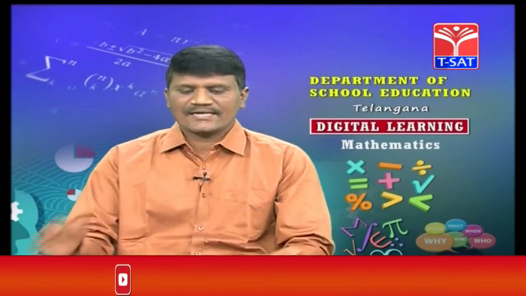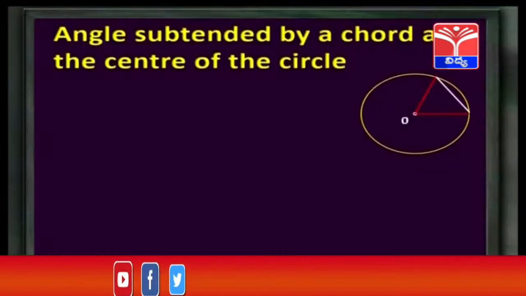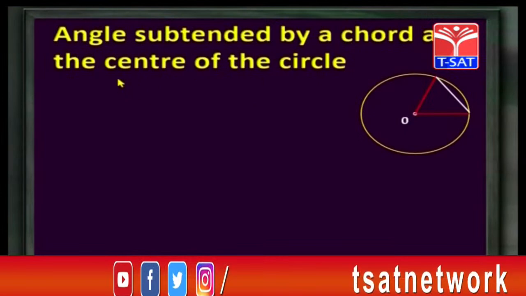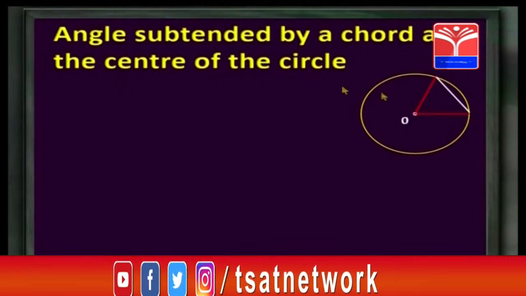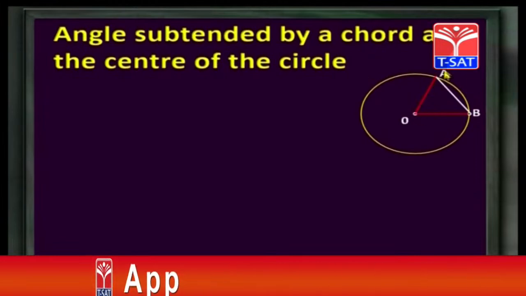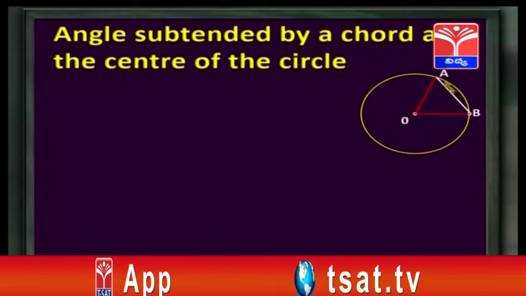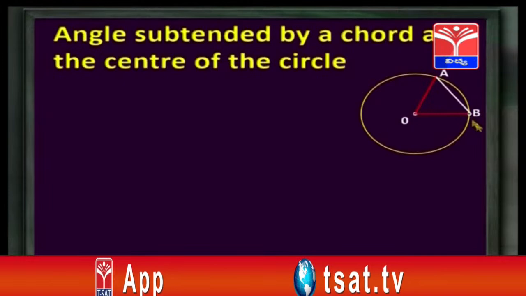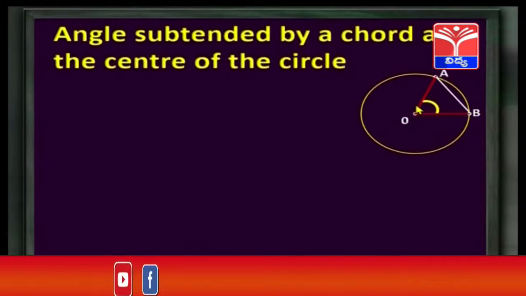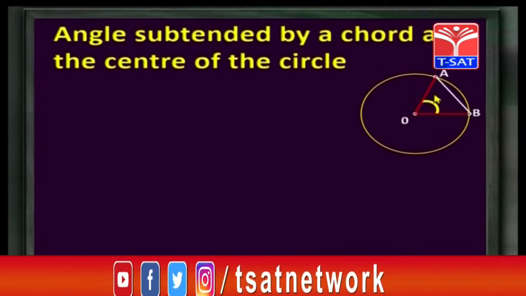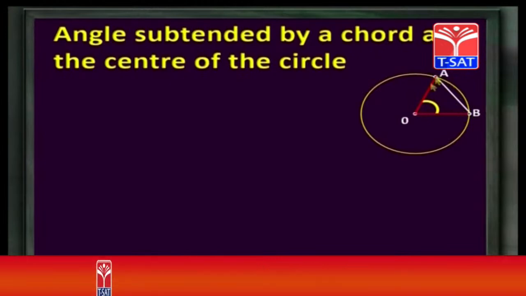Now, let us see each and every case. The first case is the angle subtended by a chord at the center of the circle. This is the circle, and OA and OB are radii, and AB is a chord here. AOB is an angle made at the center.